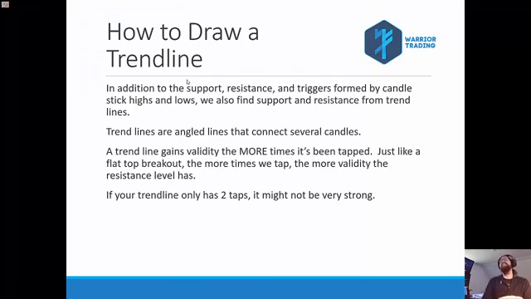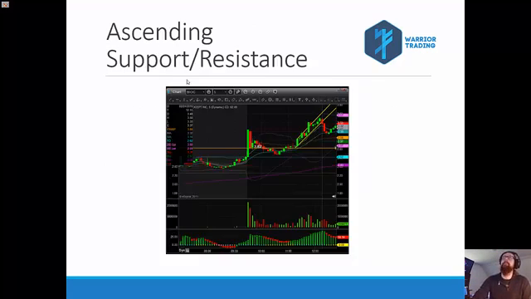Okay, so in addition to being able to draw your stationary and flat support and resistance lines, it's also important to know how to draw trend lines. So those can be angled trend lines, like the flags that I was drawing on CLRB. These lines are only valid if the price touches at least 2 times. And if it only touches twice, it's not very valid. We want to see it tap multiple times.